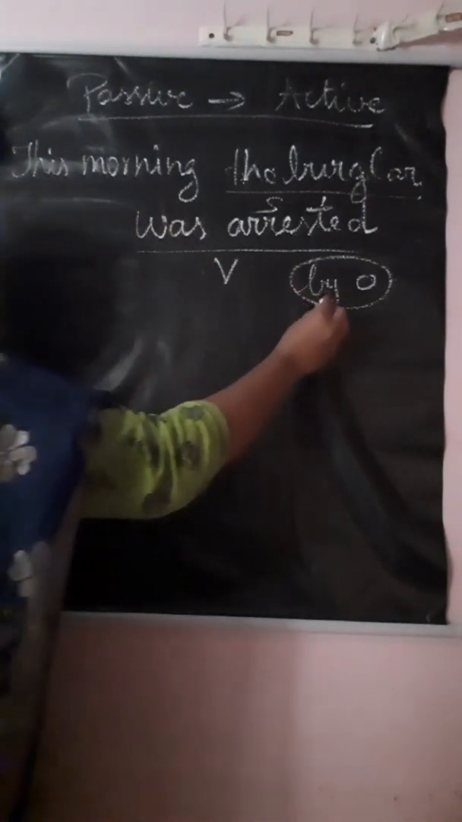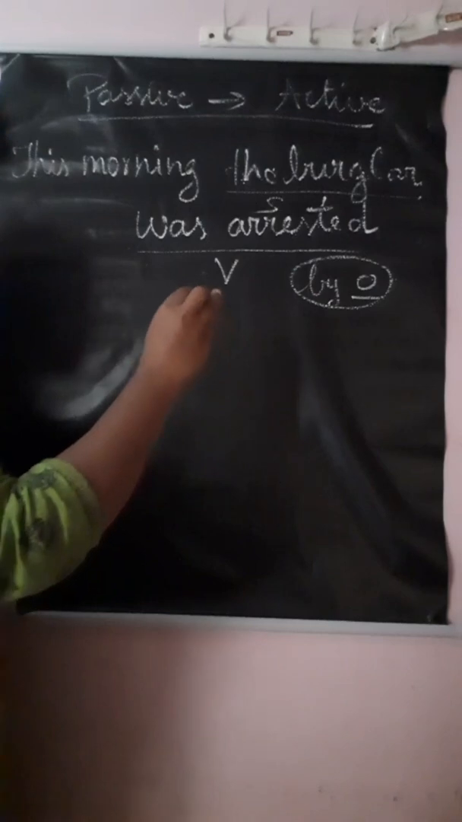How to change it? In that case, we have to introduce a related object. For example, the burglar was arrested. Who will arrest the thief? The police, isn't it? So it is understood. So we use the subject the police, or simply you can write the officer, any related subject. As usual, "This morning the burglar was arrested." Subject, verb. Now the object has come.